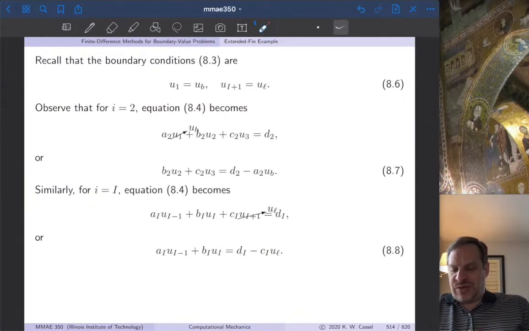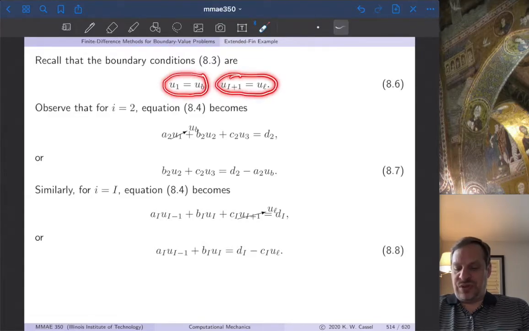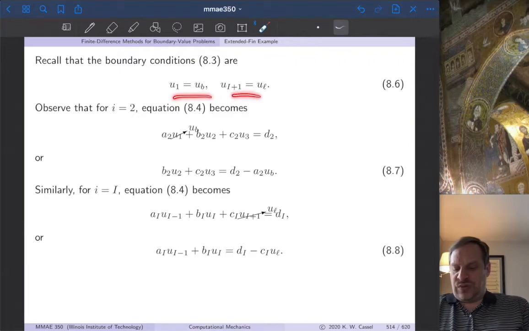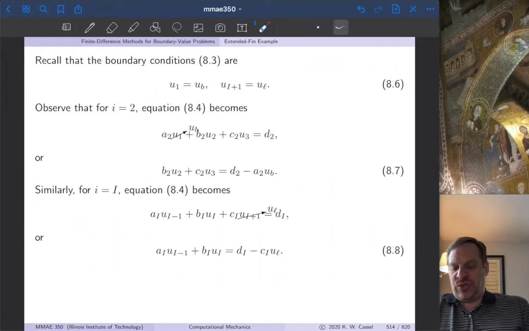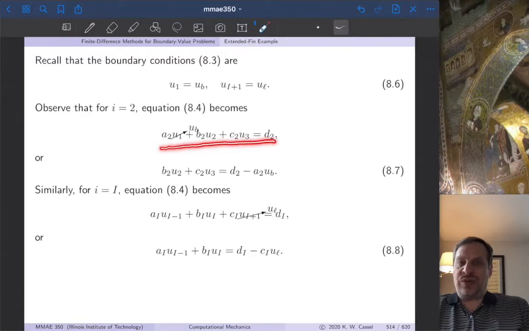Now let's look at the boundaries. So remember our boundary conditions. U sub 1 is U sub b. U sub I plus 1 is U sub L. So those are the base temperature and the tip temperature. Now because we know those, when we apply our difference equation, 8.4, for I is equal to 2, so this is our difference equation for I is equal to 2, with A2 U1 plus B2 U2 plus C2 U3 is equal to D2. But we already know U1.